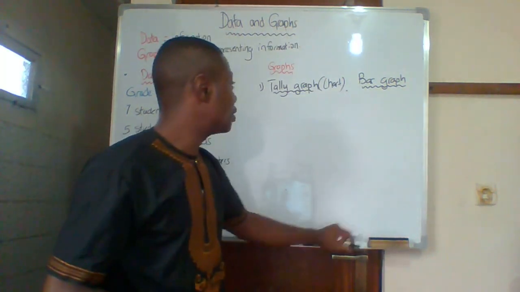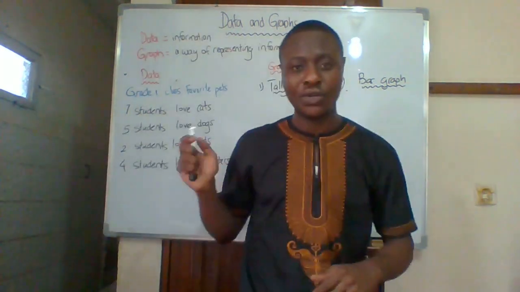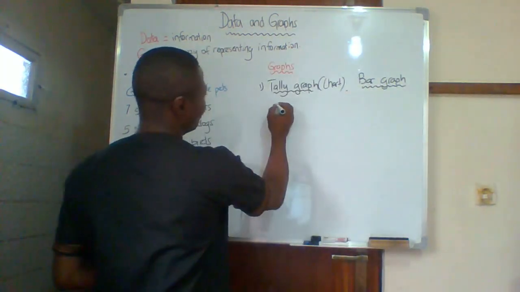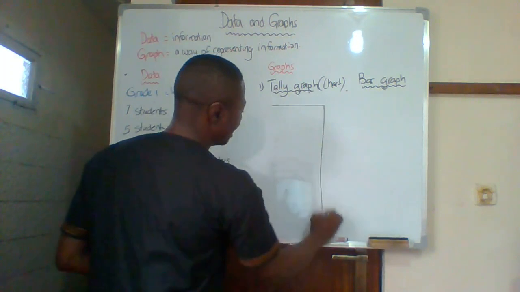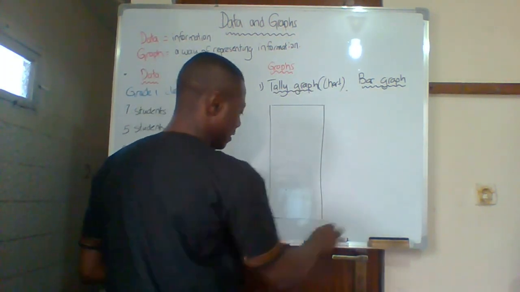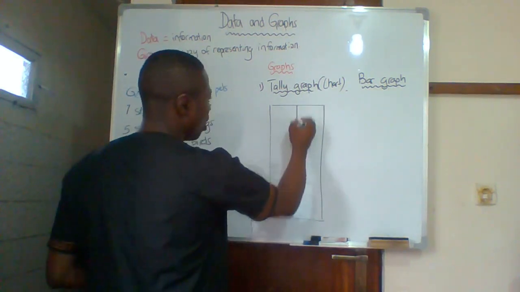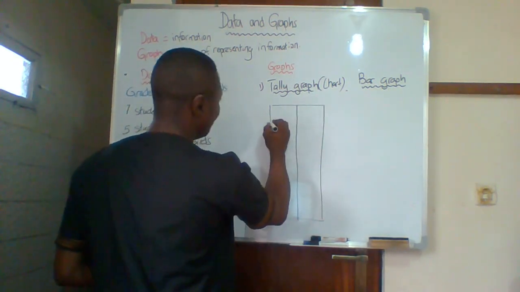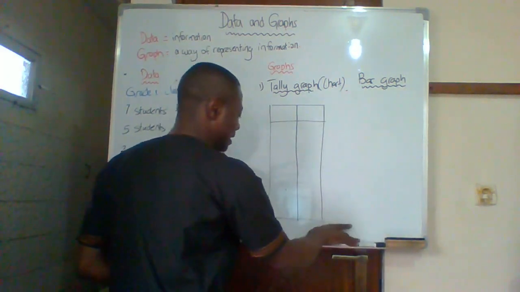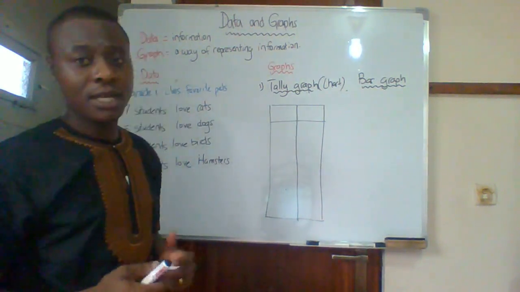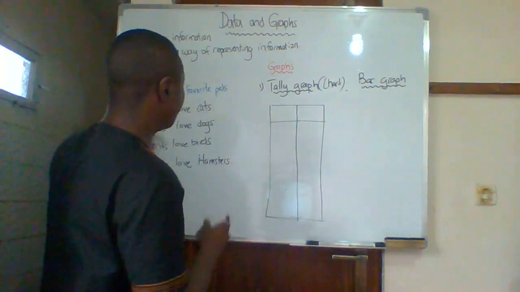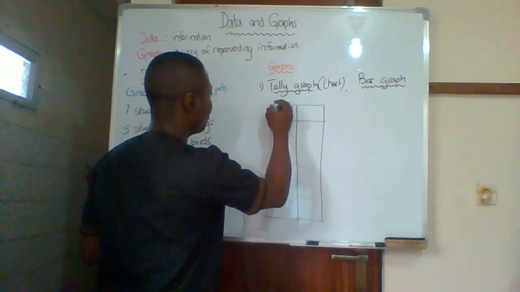The first graph we're going to do here about the information in your classroom is called the tally graph. And to draw the tally graph, all you need to do is draw a rectangle, and divide the rectangle into parts. Then you draw a line there. Now let's put the headings. The headings here are the data that we have in the class. So here it's the students, number of students.